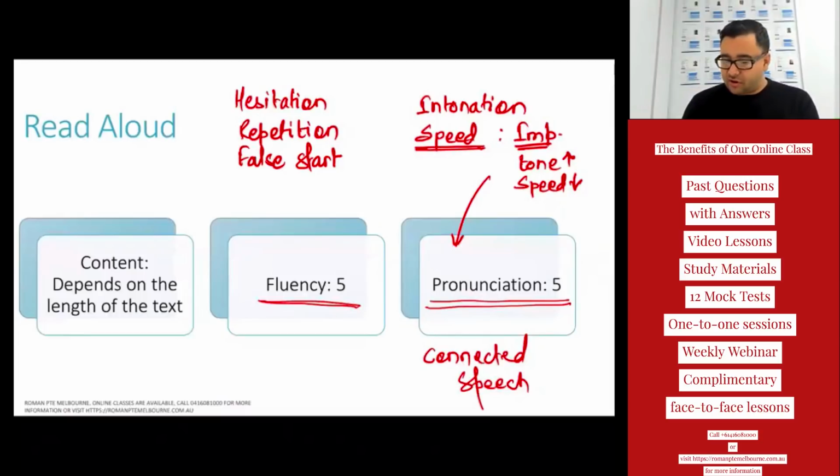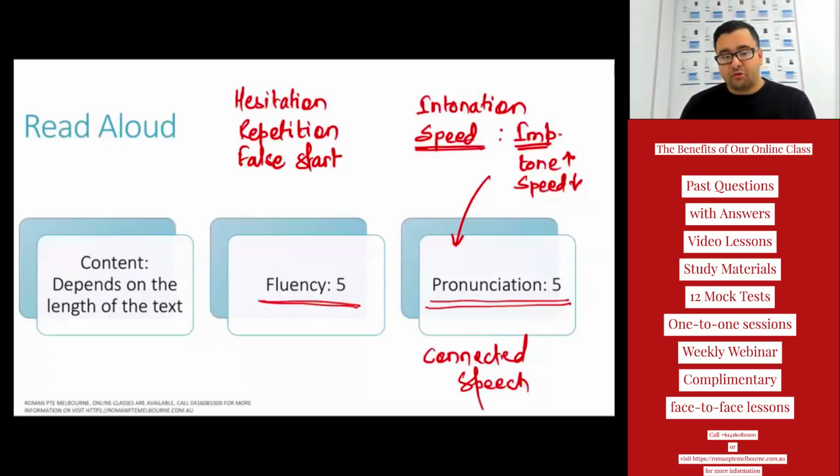And the last point is content. Now, I talked about content at the end. The reason for this is in your entire speaking test, your fluency and pronunciation are more important than the content. No matter whether we are talking about repeat sentence, or describe image, or retell lecture, except for short answer question, in all the question types, your fluency and pronunciation are more important. Which means how you speak has more value than what you speak. And that is the reason I'm talking about content at the end.